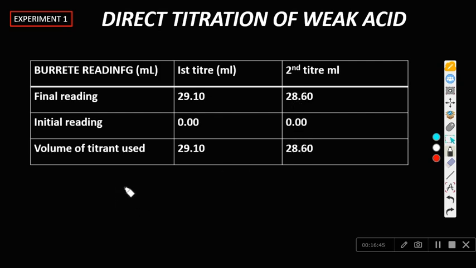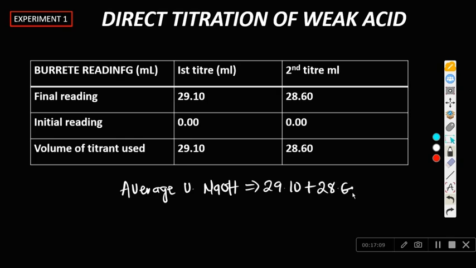The next thing you are now going to do here is the average volume of sodium hydroxide used, because the titrant in this case is sodium hydroxide. The titrant in this experiment is what? Sodium what? Hydroxide. Is that okay? Average volume of sodium hydroxide will now be what? 29.10, which is first titer plus second titer divided by 2. What do you think that is going to give to us?